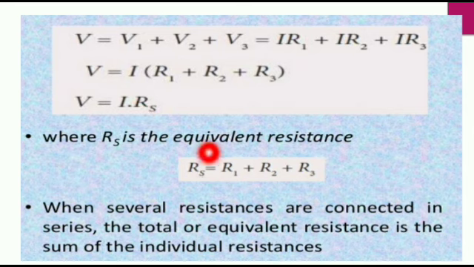S means series. So when several resistances are connected in series, the total resistance RS, or equivalent resistance, is the sum of the individual resistors. It's very simple. For a number of resistors connected in series, their total resistance is equal to the sum of the individual resistances. Okay, students.